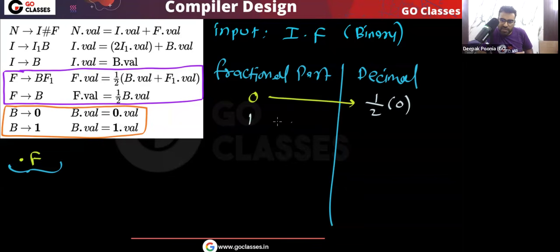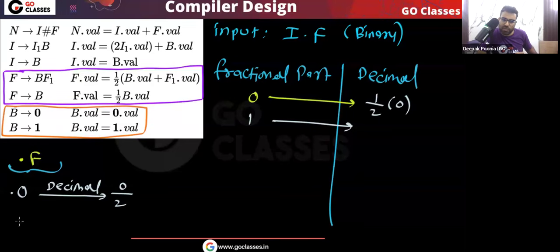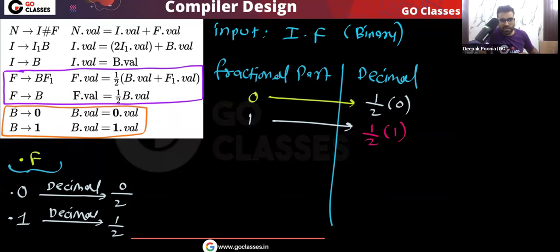Okay, similarly, if the fractional part is 1, meaning point 1. See, if you have point 0, then in the decimal you will get 0 divided by 2. If you have point 1, then in the decimal you will get 1 by 2. Yes or no? So if the fractional part is a single bit 1, the weight is 2 power minus 1, that means 1 by 2 into 1. Okay, yes or no? The same thing you are doing here. Notice, when this f is going to b and b will go to a single bit, look at these.